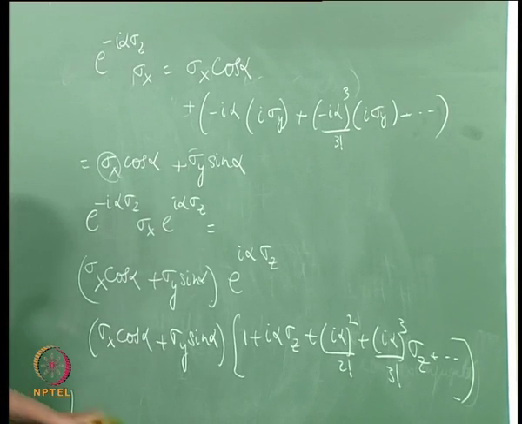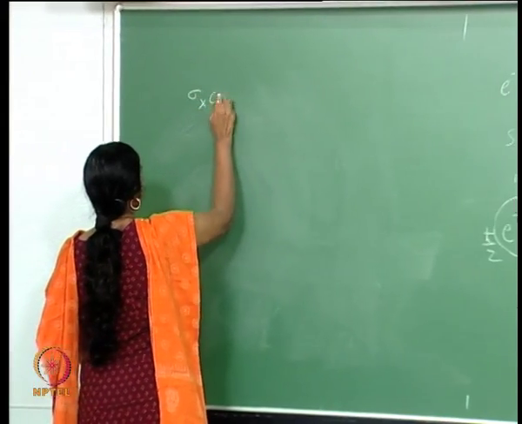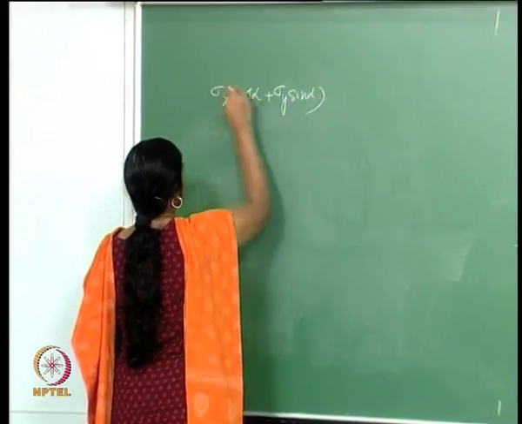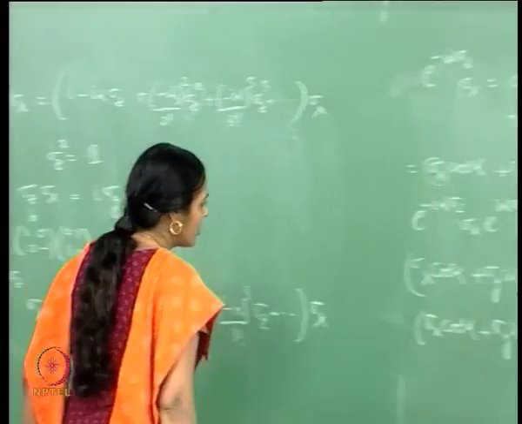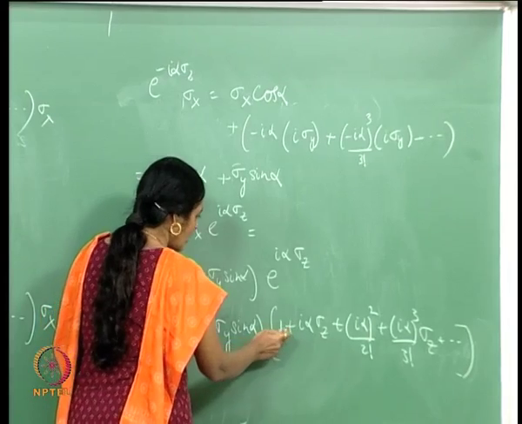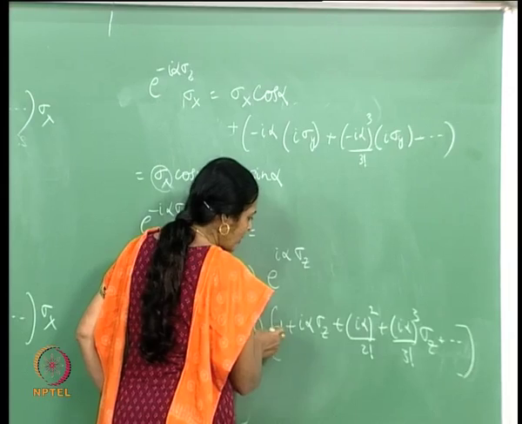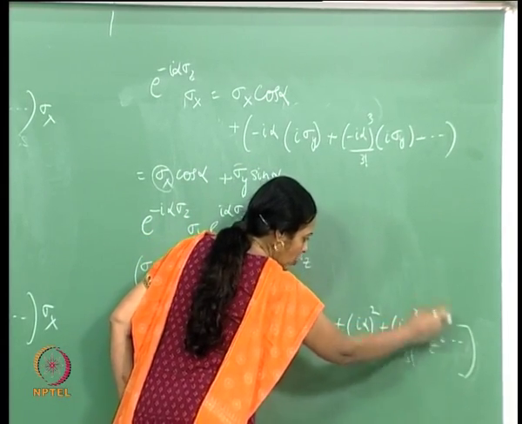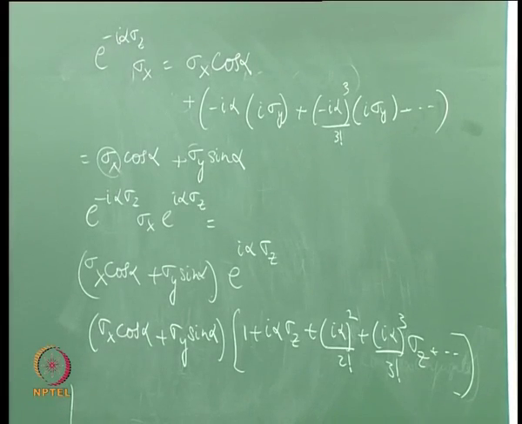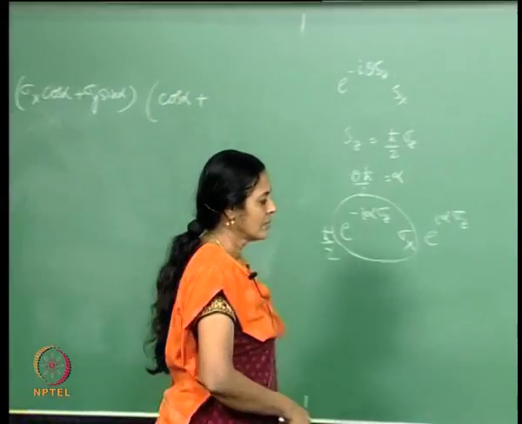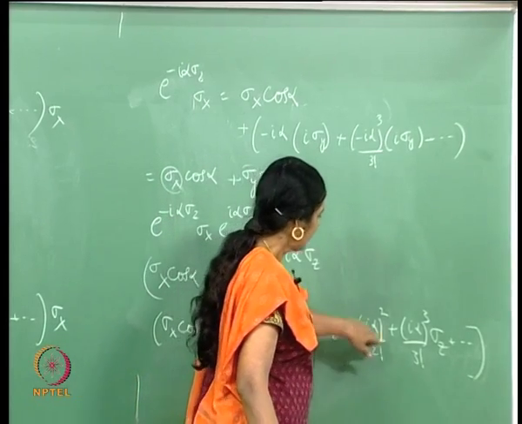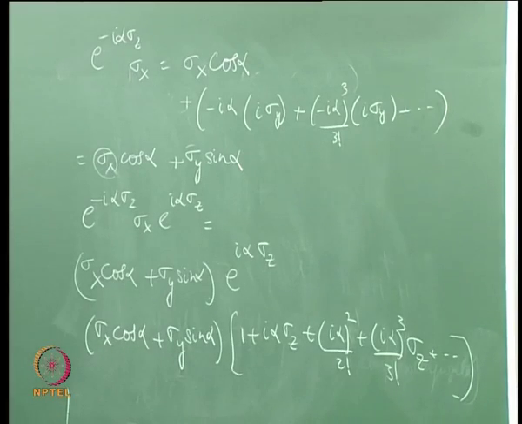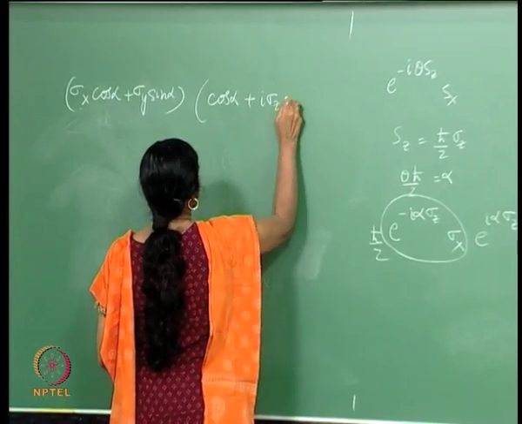That tells me that the whole object simplifies to sigma x cos alpha plus sigma y sin alpha times one plus I alpha sigma z plus I alpha the whole squared by 2 factorial and so on. So, there are terms which do not involve sigma z, and it is clear that that is 1 plus I alpha the whole squared by 2 factorial plus I alpha to the power of 4 by 4 factorial and so on, which is simply cos alpha. And then the rest of the terms would multiply sigma z, and if I pull out an I sigma z, I just have alpha, and then I have an alpha cubed by 3 factorial and so on, which is I sigma z sin alpha.